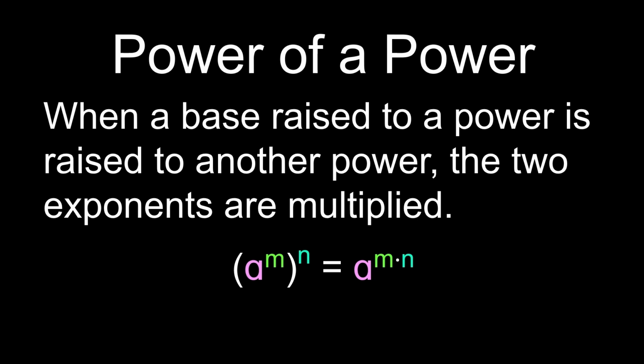The power of a power rule says that when a base raised to a power is raised to another power, for example, a to the m raised to the n power, you keep the base and you multiply the two exponents. So we keep the base a and we multiply the exponents m times n.